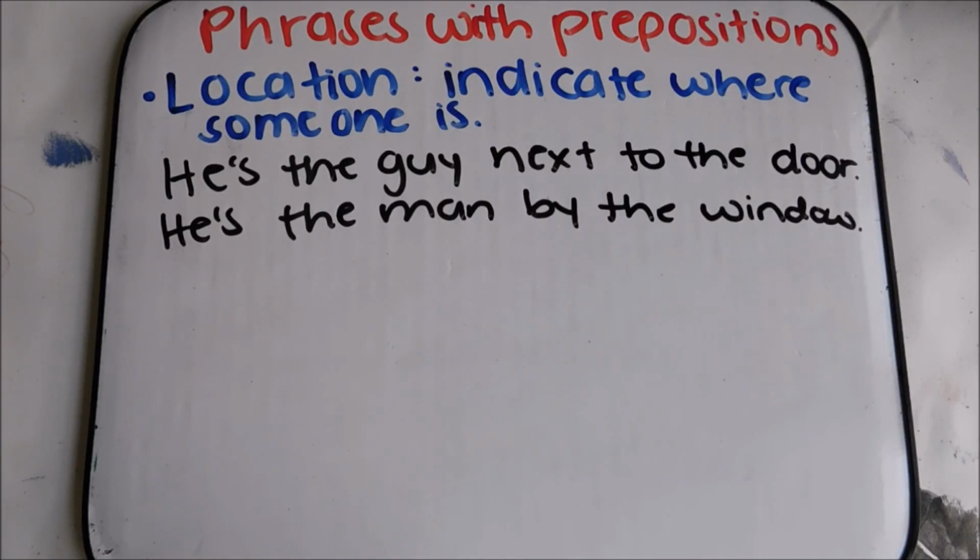We can also use phrases with prepositions to locate people in a place. And the first prepositions are ones with location to indicate where in the group or in the room somebody is. So we're going to ask the same question. Who is your husband? You're going to say, "He's the guy next to the door," so that I can look to the door and find him. Or "He's the man by the window," so I can look to the window and know who it is.